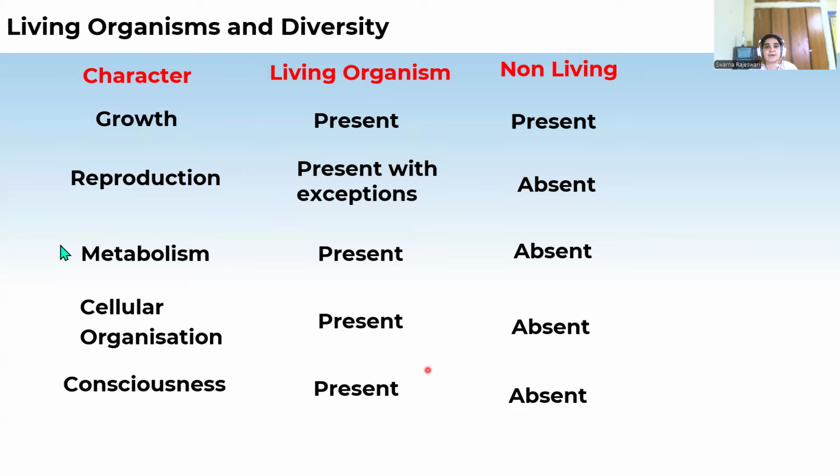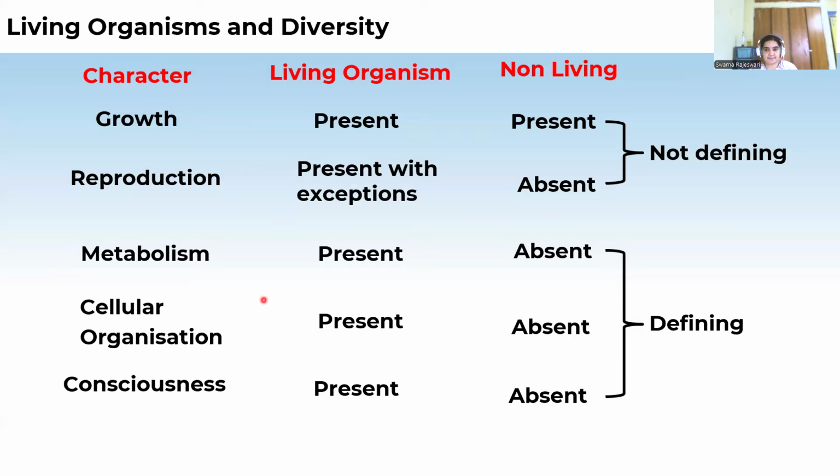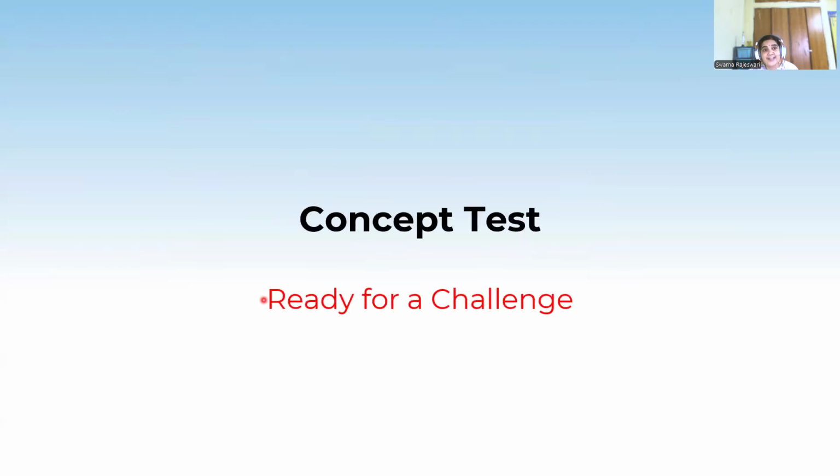Yes, so this is about living organisms. How can we define a living organism? The exceptional characters of a living organism are that they have metabolism, cellular organization, and consciousness, in addition to growth and reproduction, which are not seen in non-living organisms. So we can say those are the defining characters of a living organism.